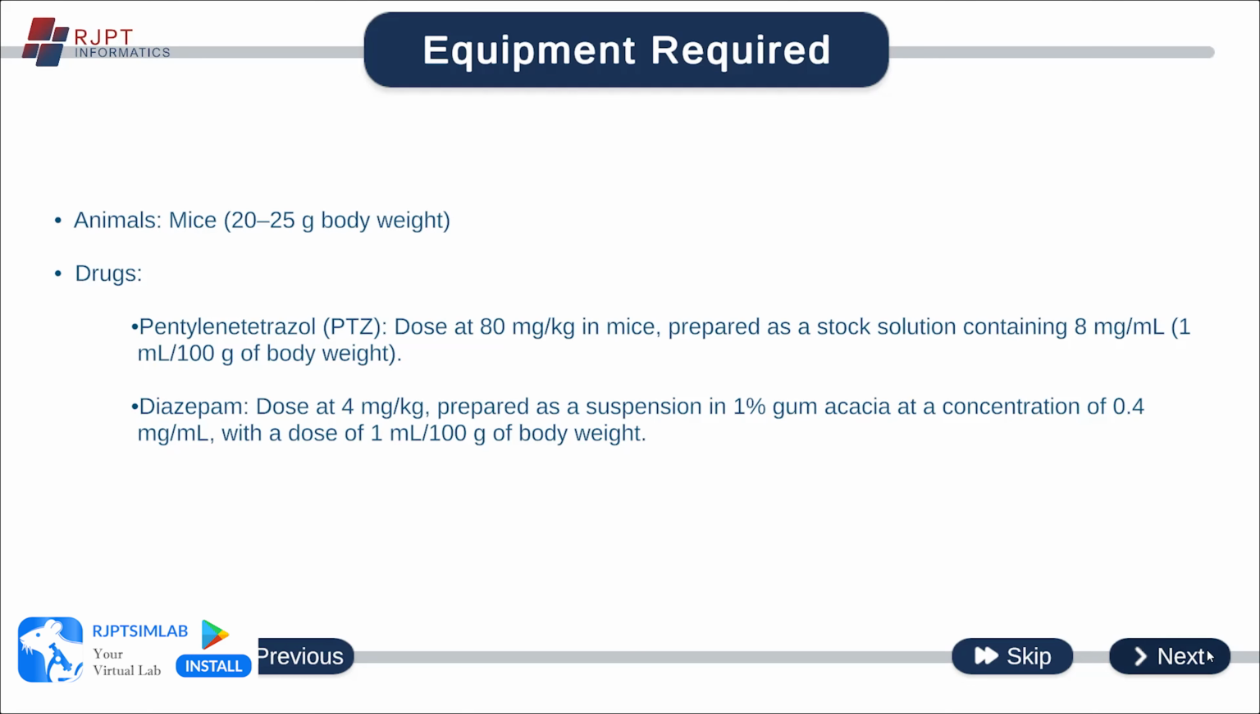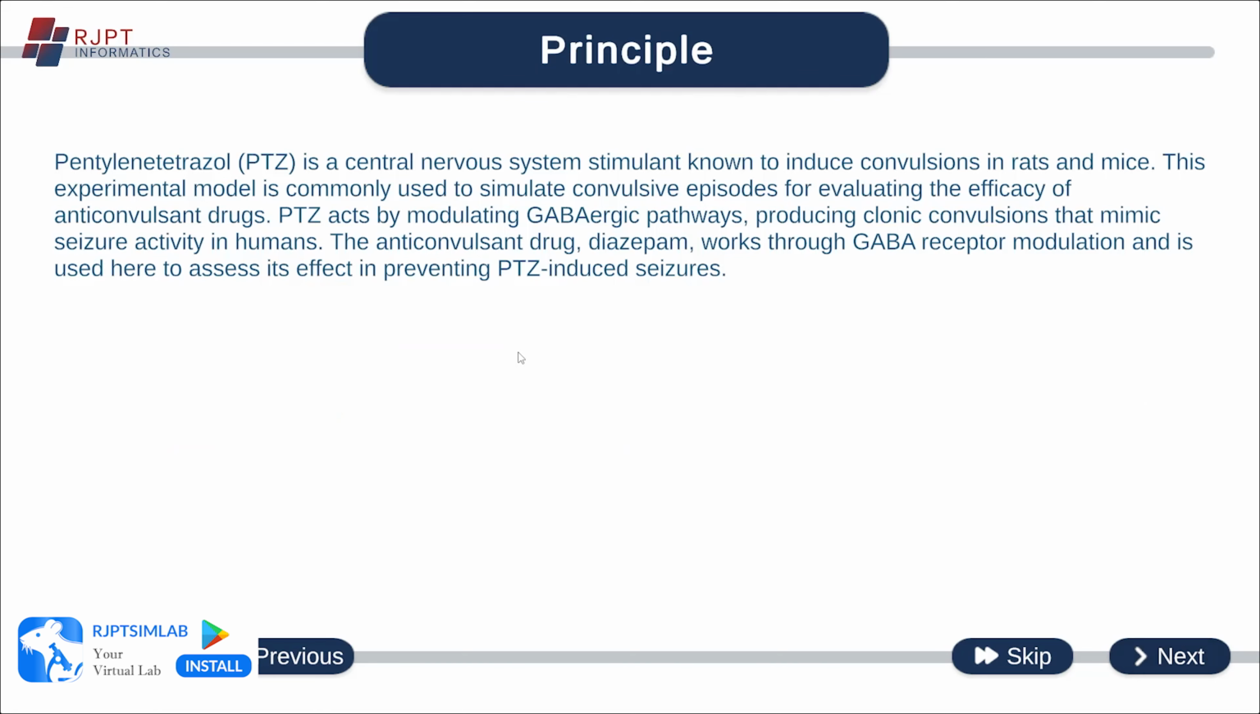Okay. Now let's move on to the principle portion. The principle says pentylenetetrazole (PTZ) is a central nervous system stimulant, known to induce convulsions in rats and mice. This experimental model is commonly used to stimulate convulsive episodes for evaluating the efficacy of anticonvulsant drugs. So we are performing this experiment to study the effect of anticonvulsant drugs by introducing the PTZ drug in rats and mice.